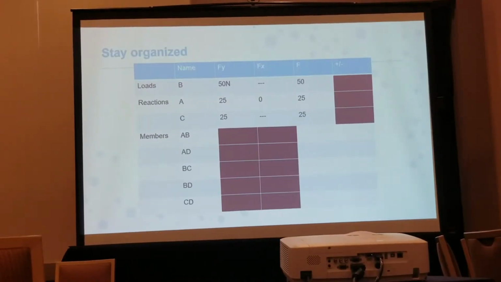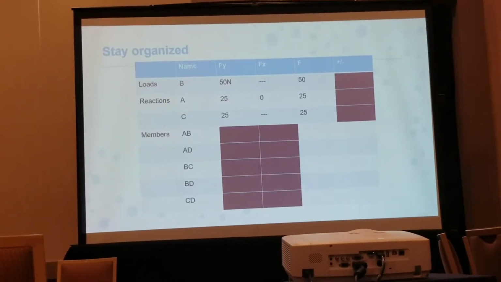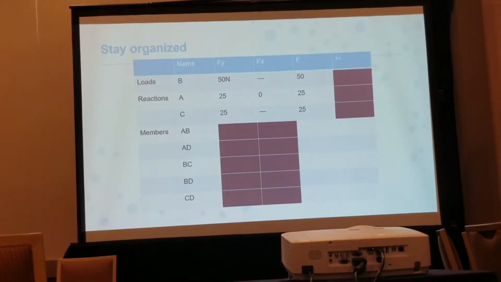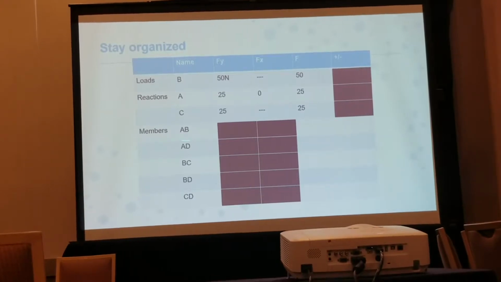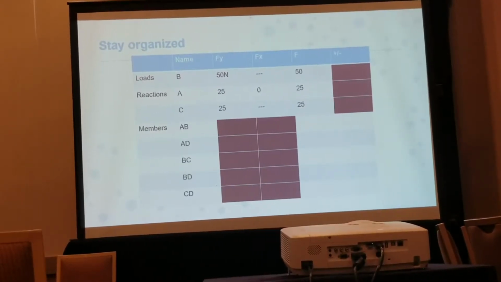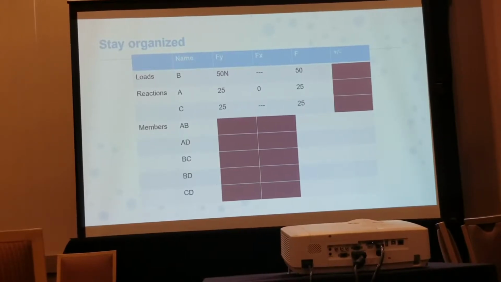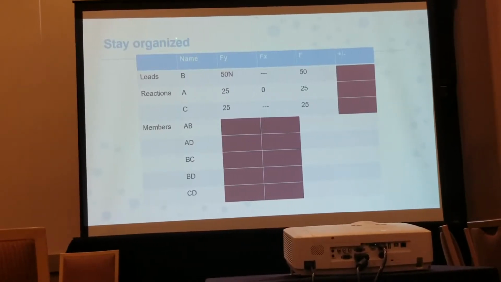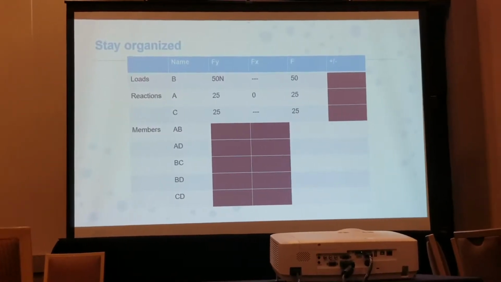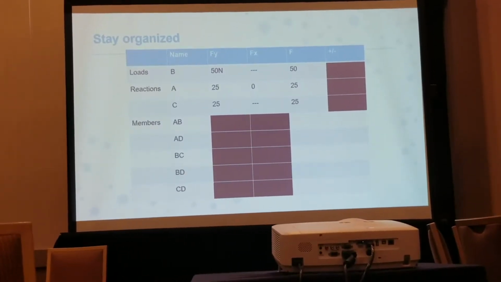So we're going to stay organized. We're going to create a table. And our table is going to have some really important pieces of information. Up at the very top, we're going to get super cool and fun. And where we're going to start with our table is this pair of columns over here on the left. We're going to identify our loads, reactions, and members.